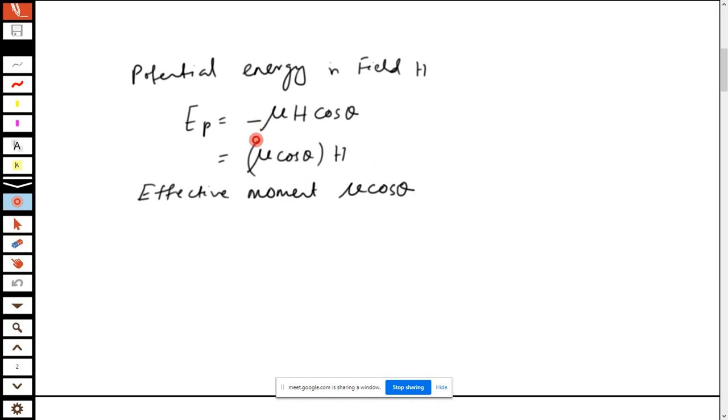So you can assume that the projection of the magnetic moment, whose magnitude is mu, is mu cosine theta multiplied by h. So you have an effective moment projected on your field direction.